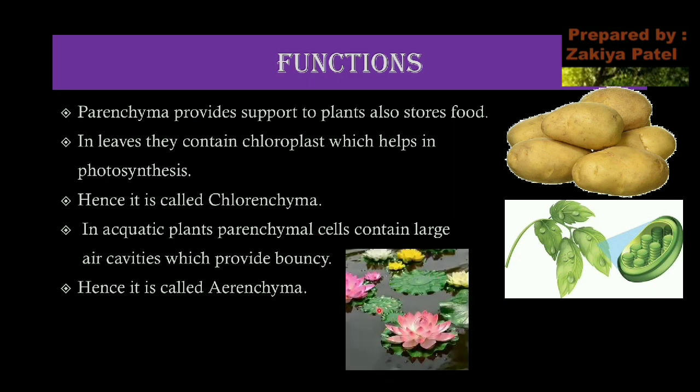Why? Because in such kinds of plants, parenchyma cells have very large air cavities, and due to those large air cavities, aquatic plants can float on water, and hence sometimes the parenchyma are also called aerenchyma. So these are the functions of the parenchyma. Now we are moving to the second simple permanent tissue, that is collenchyma.